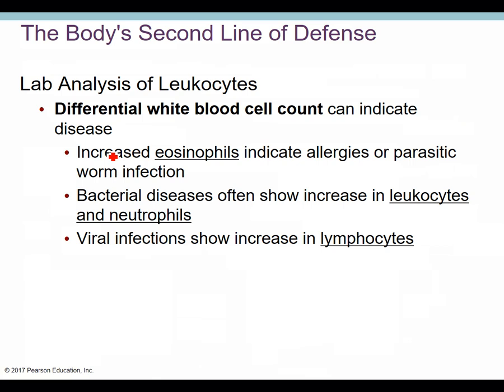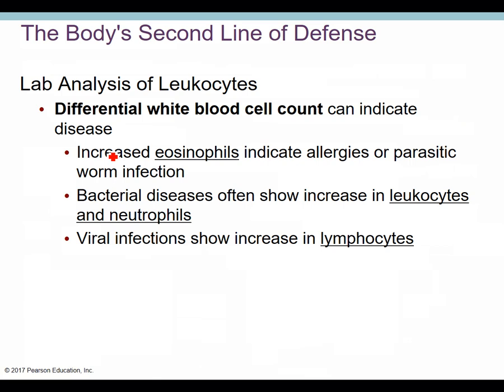Now, one thing that is helpful when you get a blood test done on a patient is the report, when it comes back, will tell you the white blood cell count. So they'll count how many white blood cells of each type they see, and it can give you some information or some help in diagnosing disease.